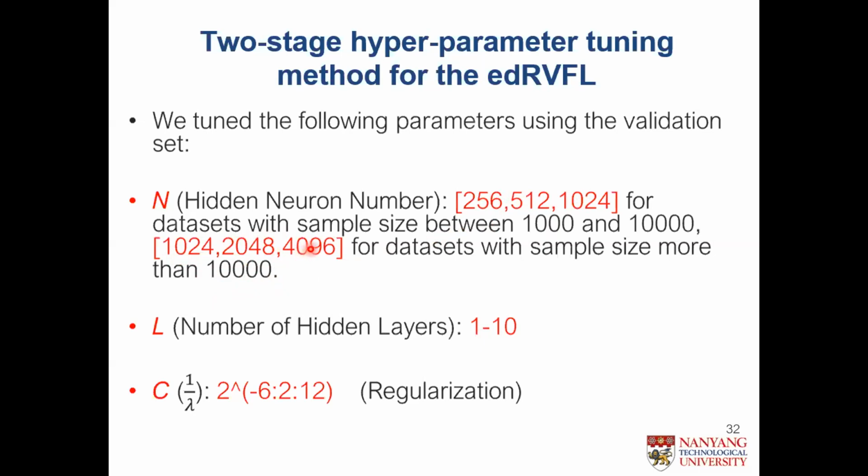So in the first stage, we will train only a 2 hidden layer EDRVFL. So the depth of the EDRVFL is also very small. L is restricted to just 2 layers. The objective is to find a good value for the number of hidden neurons and a good value for C with just 2 layers.